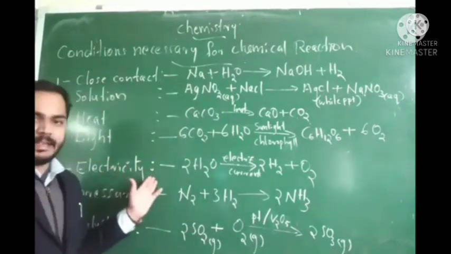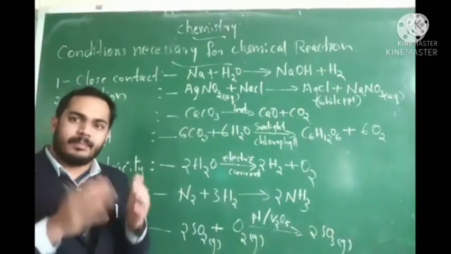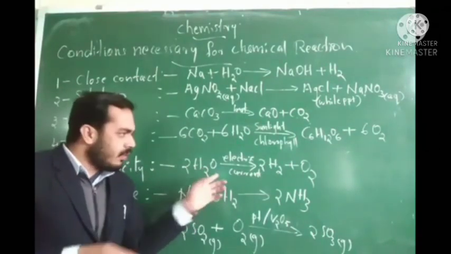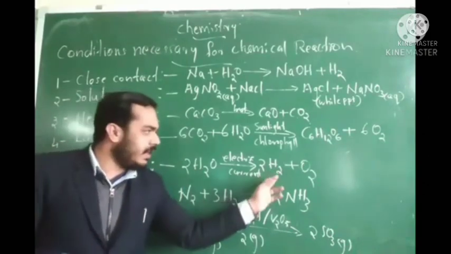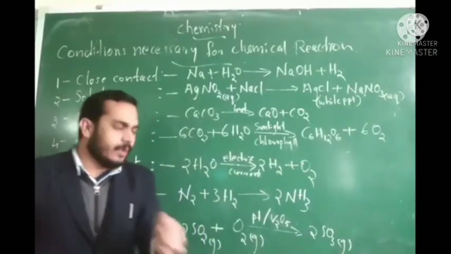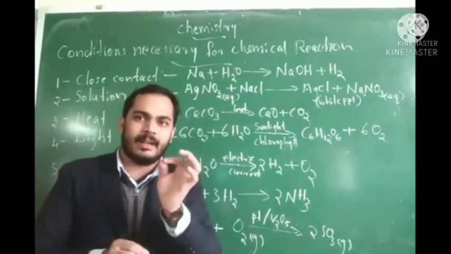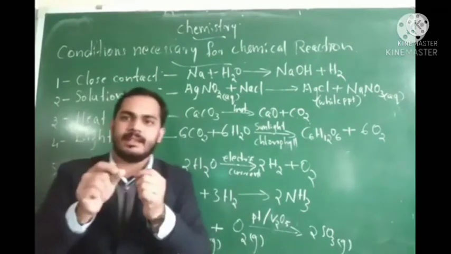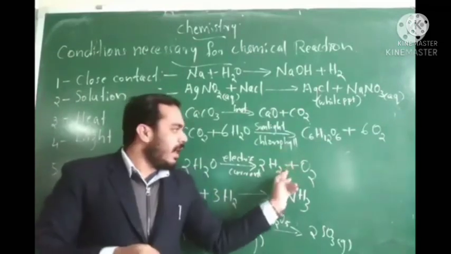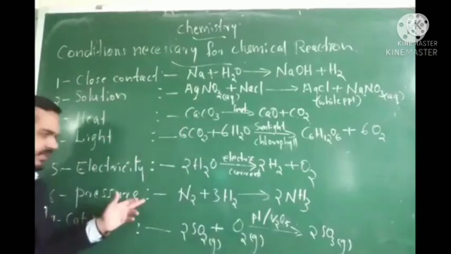And next one, electricity. The other name of this reaction is electrochemical reaction. With the help of electricity only, it is possible. Let's see the chemical reaction. Water breaks into its simpler forms, hydrogen and oxygen, only with the help of electricity. For example, acidified water, which contains a little amount of acid. When we send electricity into the water, the water splits into its simpler forms, hydrogen and oxygen.